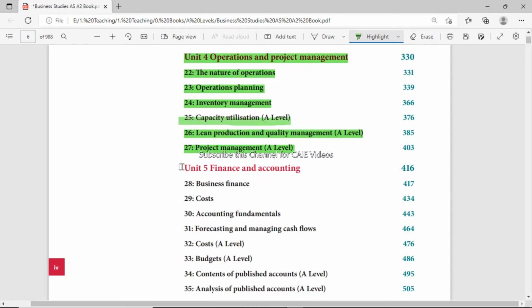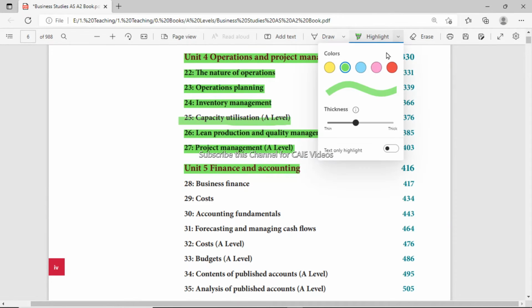Then we will move on to unit number 5, and this is finance and accounting. Let me highlight it with yellow.